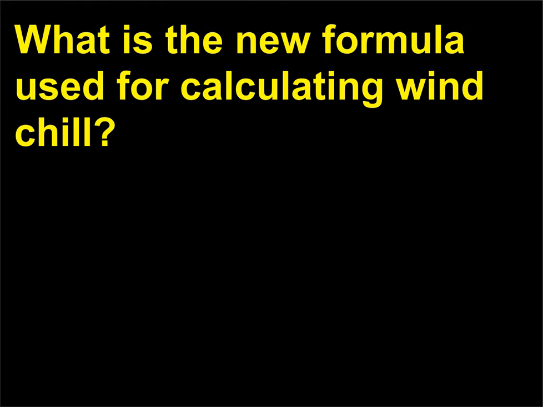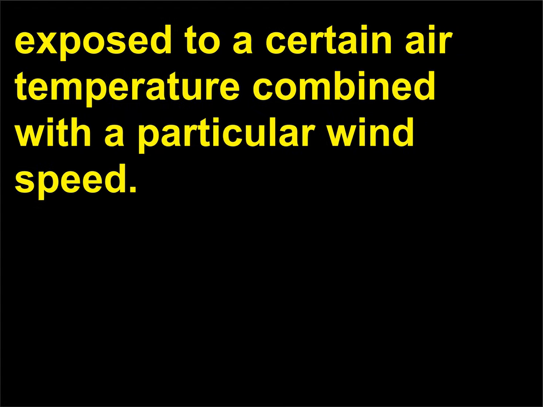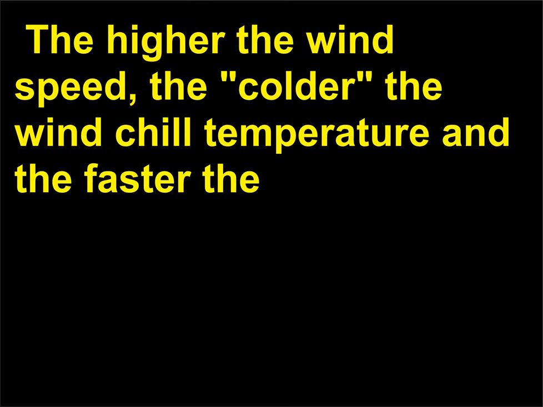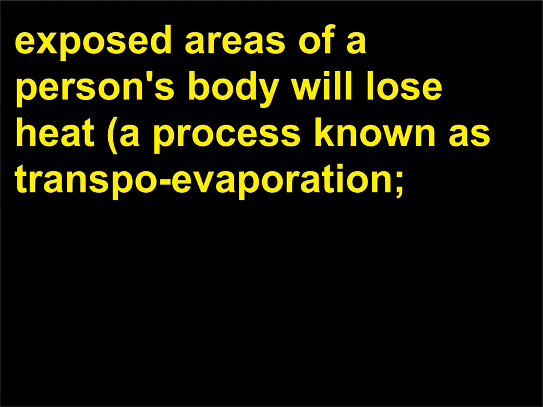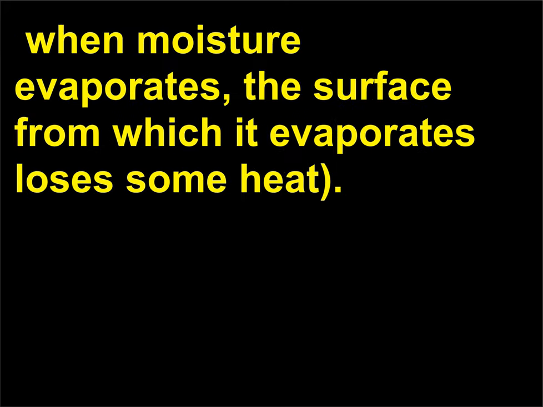What is the new formula used for calculating wind chill? Most people know about wind chill, the temperature your body feels when it is exposed to a certain air temperature combined with a particular wind speed. The higher the wind speed, the colder the wind chill temperature, and the faster the exposed areas of a person's body will lose heat, a process known as transpoevaporation. When moisture evaporates, the surface from which it evaporates loses some heat.